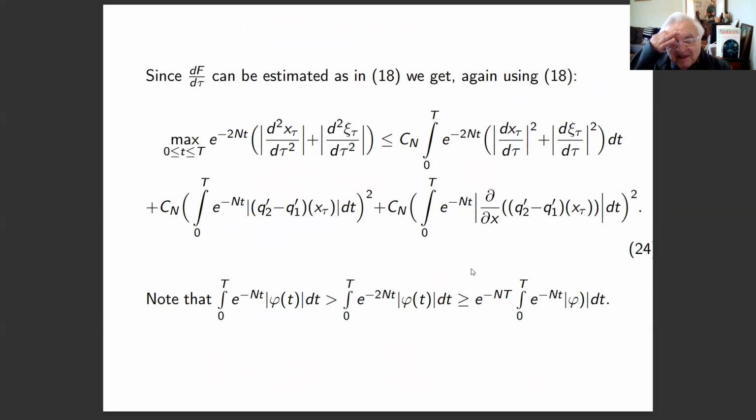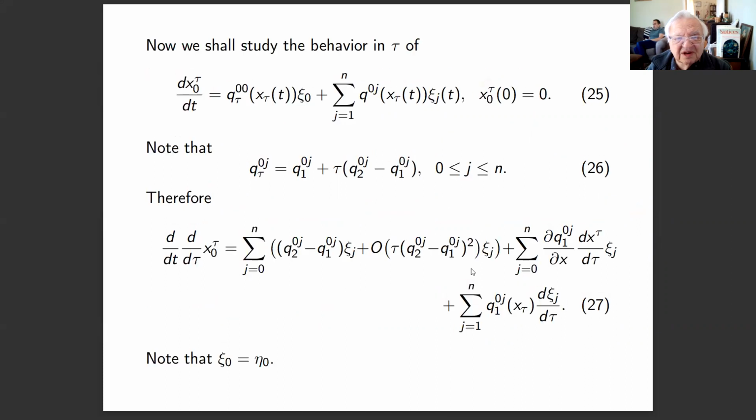And finally, we get the estimate for second derivatives. The estimate of the second derivatives is less than or equal to the estimate of the first derivative squared, and the right-hand side also squared. This is 24. This will be used in the proof.